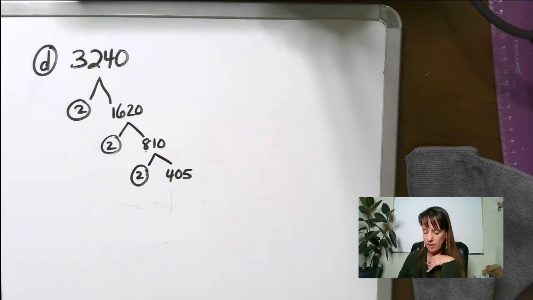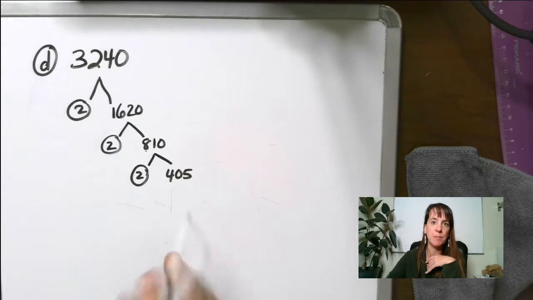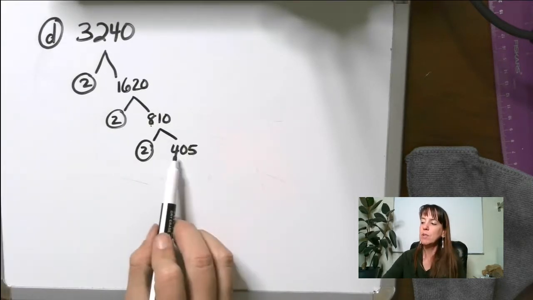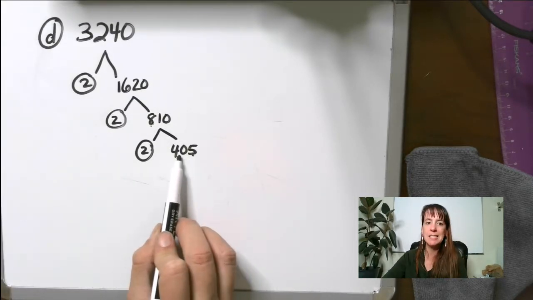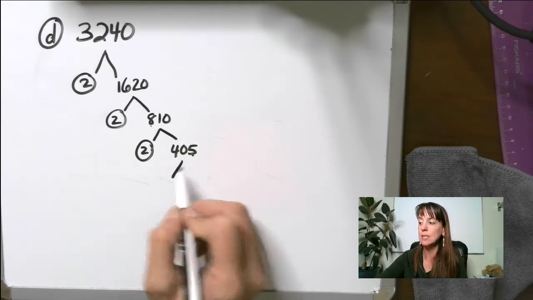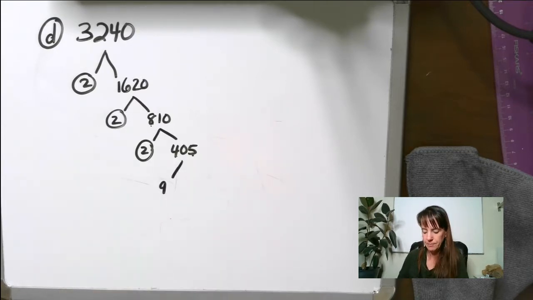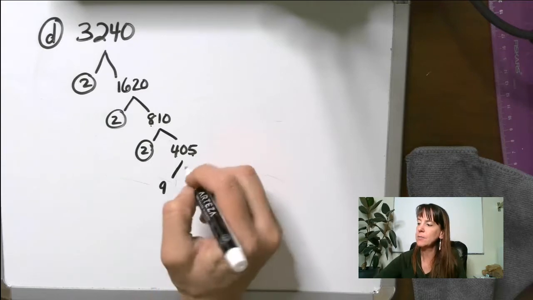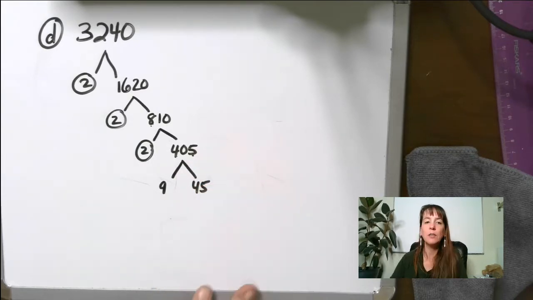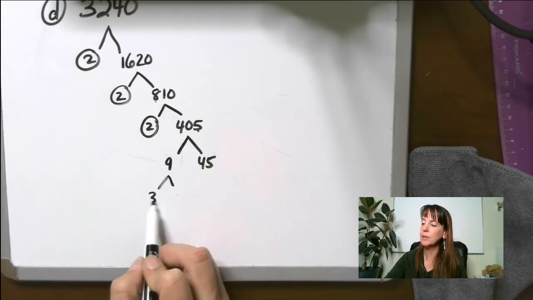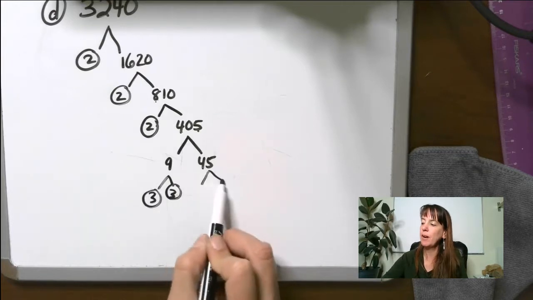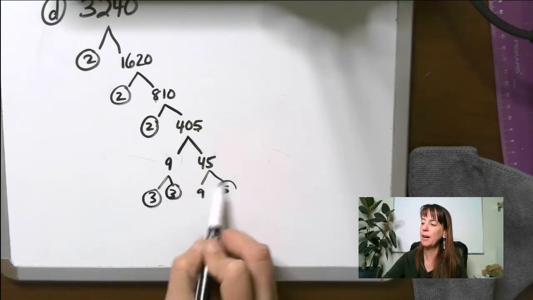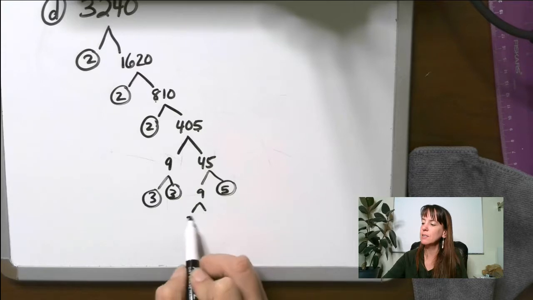Oh, well, in this case, this can't be cut in half, right? But 4 plus 5 plus 0 is 9, which means 9 goes into this number. So I can divide it by 9. Gives me 45. Neither of these are prime. 9 is 3 and 3. 45 is 9 and 5. 5 is prime. This is 3 and 3.